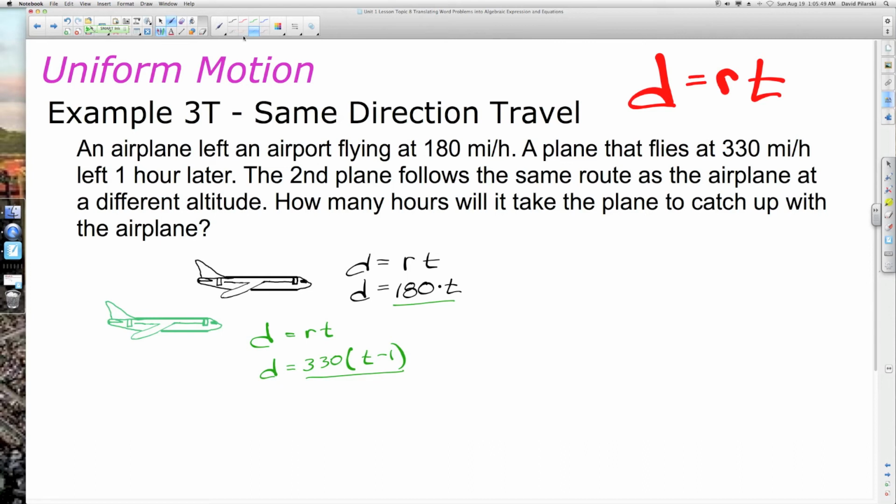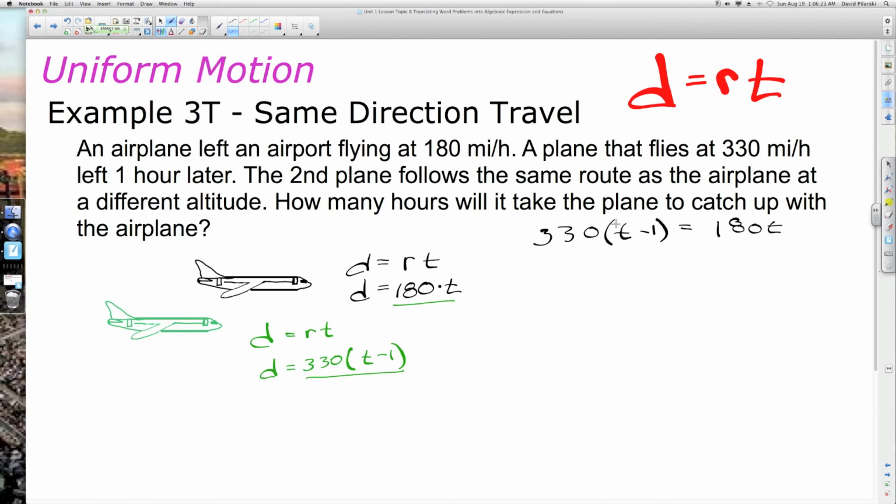So let's go ahead and do that. Let's actually write the equation we're going to solve. So in this case, the equation is going to be, and I'm going to put the parentheses on the left, it doesn't really matter where you put it, 330 times the quantity t minus 1 equal to 180t. And that's because we're trying to find the amount of time it's going to take these two planes to catch one another. So let's go ahead and solve this equation.